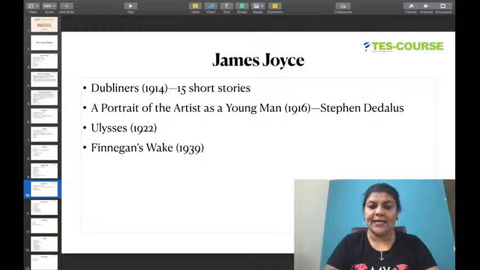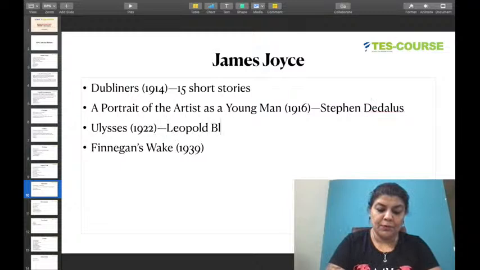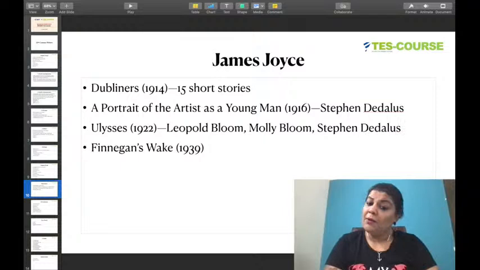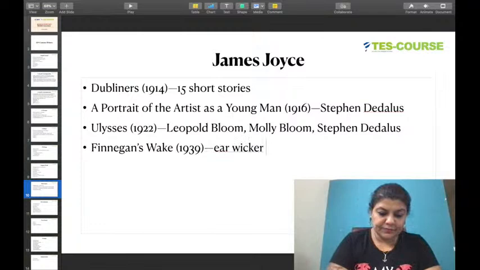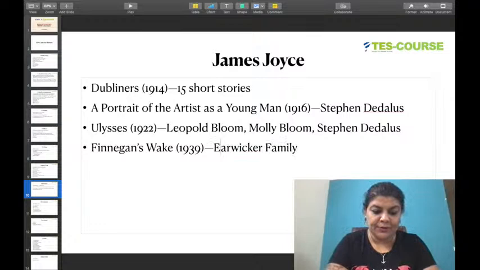Ulysses, who are the characters? Leopold Bloom, Molly Bloom, and Stephen Dedalus. What is the family in Finnegans Wake? The Earwicker family. Will you remember, guys? The Earwicker family.